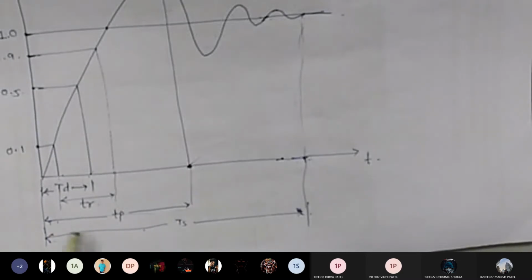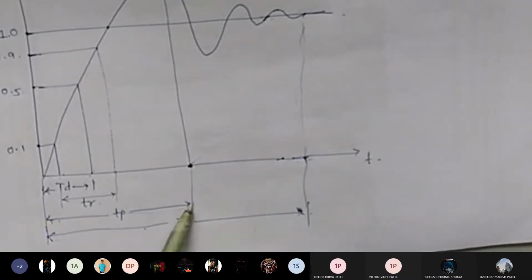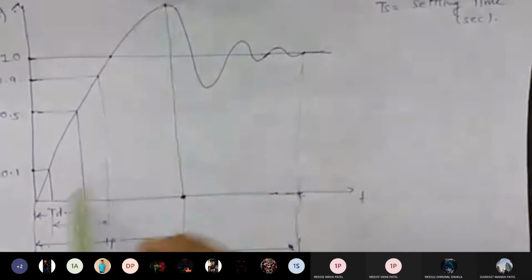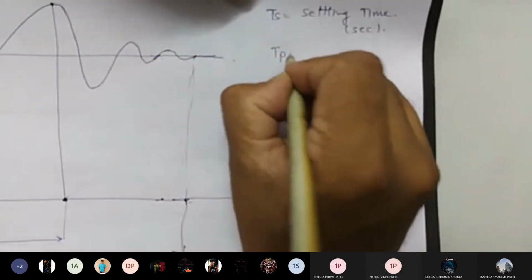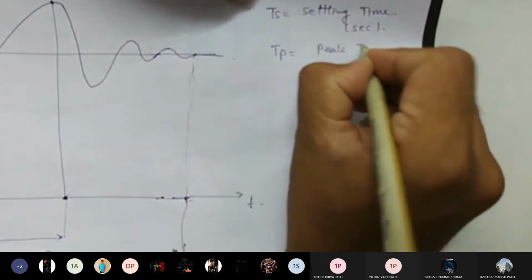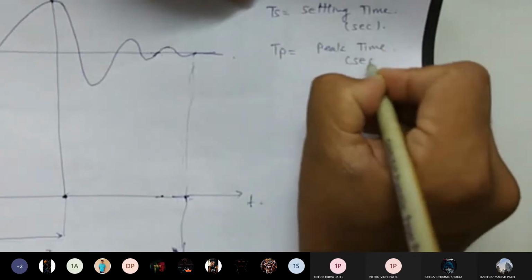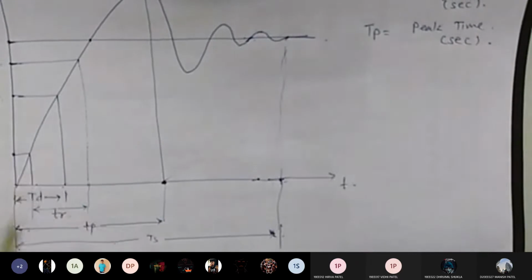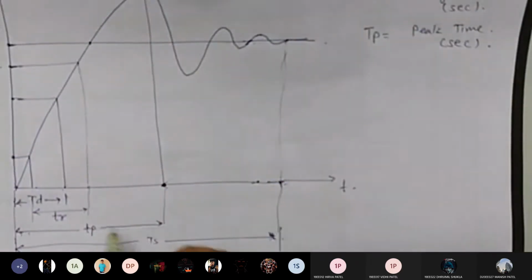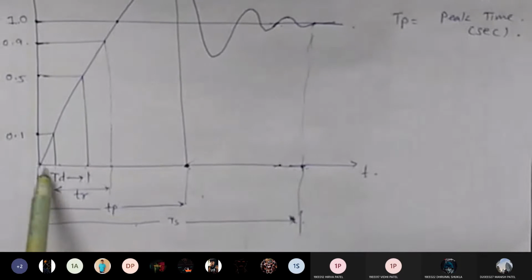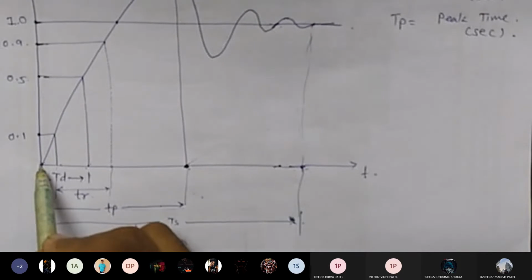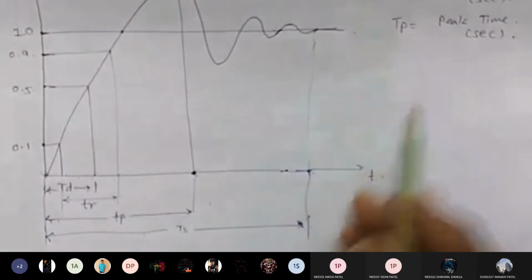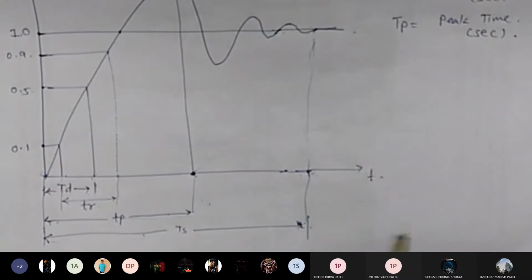Another time is TP. It is between your 0 and this peak. Your output goes from 0 until it reaches the peak, and that time is your peak time. TP is equal to the peak time, again in seconds. The time required for the output to reach from 0 to its peak is called TP, the peak time. The time required for the response to reach from 0 to its steady state is called your settling time.